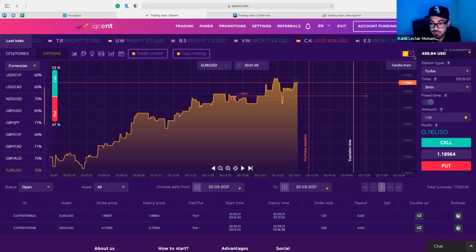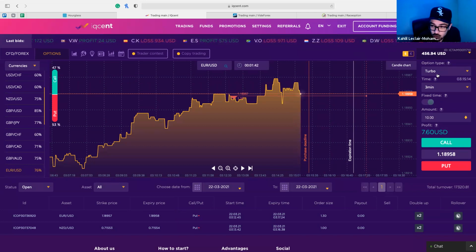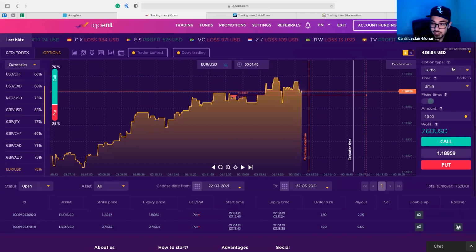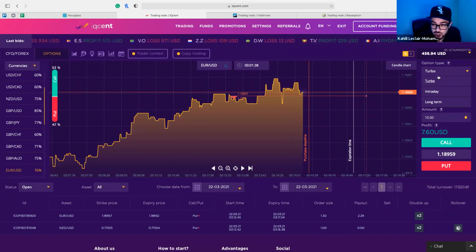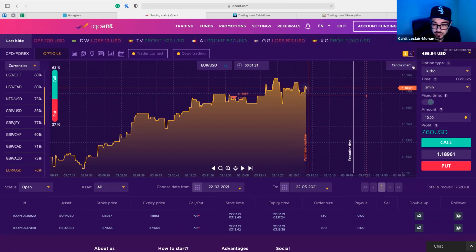So as you can see, we have the balance right here. This shows you your account balance. And then also underneath, we have the different option types. Now, you can do intraday, long-term, or turbo. What we're going to be doing is turbo. So always make sure that it's selected on turbo.